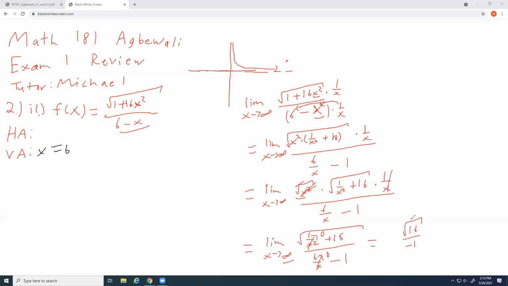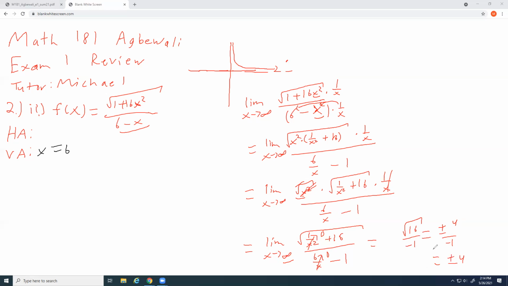And with this root 16, we have to be a little bit careful. We can't forget to include the plus or minus out front. Well, I guess technically you wouldn't include it until after you evaluate it. We'd say this is equal to plus or minus 4 divided by -1. And the -1 isn't really going to do anything. It's just going to flip the positive to negative and the negative to positive. So we'll still just have plus or minus 4 at the end.